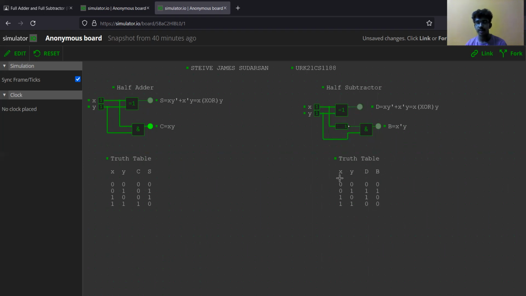Hence it is also verified with the same truth table, and the half adder and the half subtractor are verified with the truth table, and they are just the half of the full adder and full subtractor logic gates.